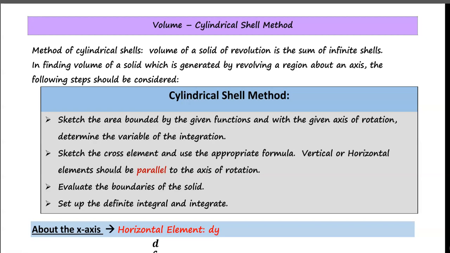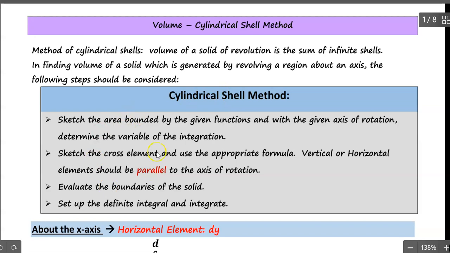Hello everyone. In this video, we will talk about finding the volume of a solid of revolution, and we are going to concentrate on the cylindrical shell method. For the cylindrical shell method, we are going to concentrate on finding the sum of the infinite shells, unlike the disk method, where we find the sum of infinite disks. But in this case, we are going to concentrate on the sum of infinite shells.